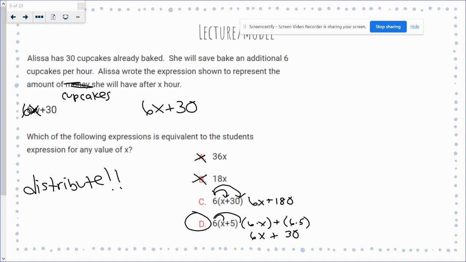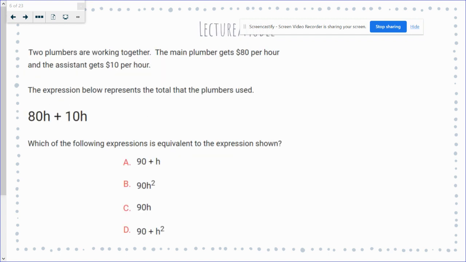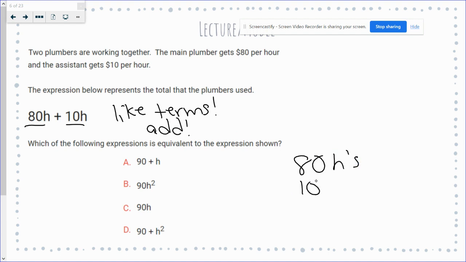Two plumbers are working together. The main plumber gets $80 per hour and the assistant gets $10 per hour. They wrote the expression 80h plus 10h to show how much they make together, or their total. Which expression is equivalent? All right. So I know that 80h and 10h are like terms because they both have the same variable. That means we can add them together. 80h's and 10h's make 90h's, or 90 per hour, which would be option C.